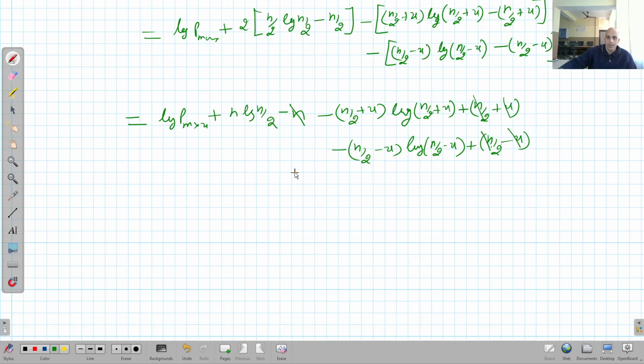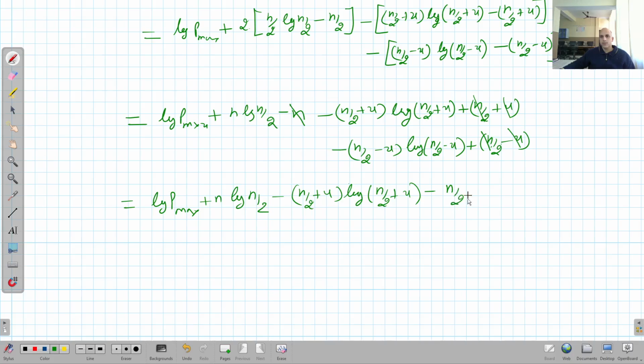So in the next step I am left with log of p maximum plus n log of n/2 minus (n/2 plus x) into log of n/2 plus x minus (n/2 minus x) log of n/2 minus x, right? So I'm left with it.